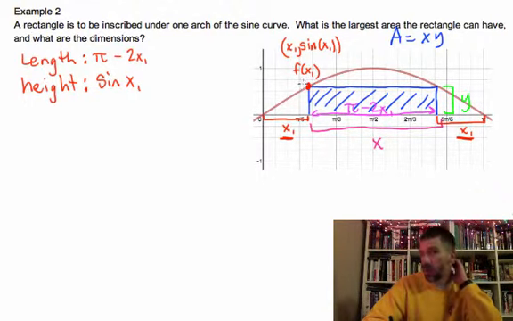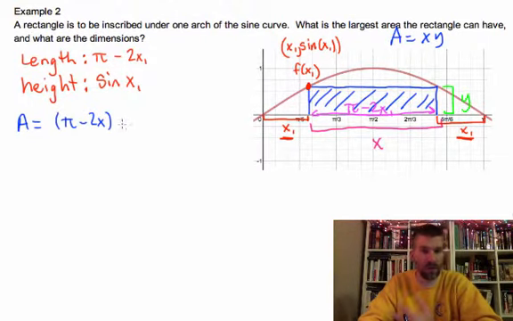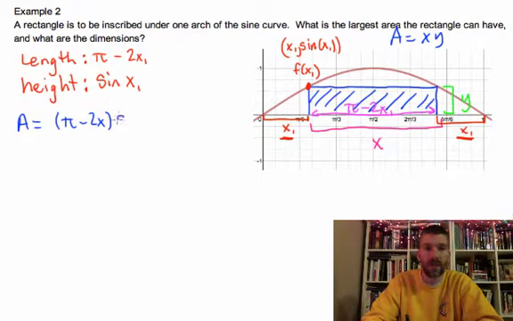Okay, so what can I do? I've got now a way to relate these with a mathematical model. I've got an area equal to length pi minus 2x. I'm going to just work with 2x. It'll be a little easier, but it's at x1 distance times the sine of x.